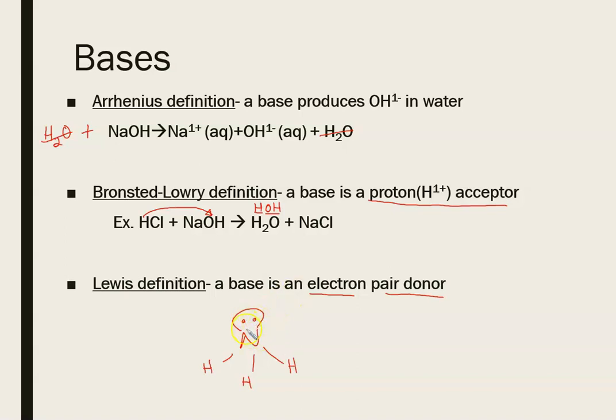And we're going to see that this in water is going to produce hydroxide as well. So ammonia, NH3, is a base. It's a weak base, but I'm going to start you learning that it's a base. So anytime you see ammonia, NH3, you'll know it's a base.